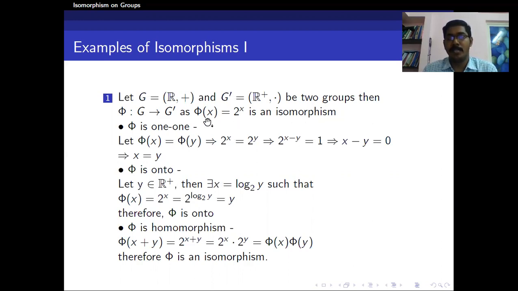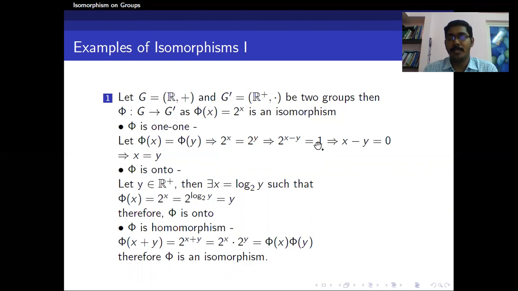According to the definition of isomorphism, we have to prove phi is one-one, phi is onto, and phi is a homomorphism. First we prove phi is one-one. Let phi of x equal to phi of y. Then, according to the definition of phi, we can replace phi of x by 2 power x and phi of y by 2 power y. Dividing both sides by 2 power y, we get 2 power x minus y equal to 2 power y by 2 power y, which is 1.